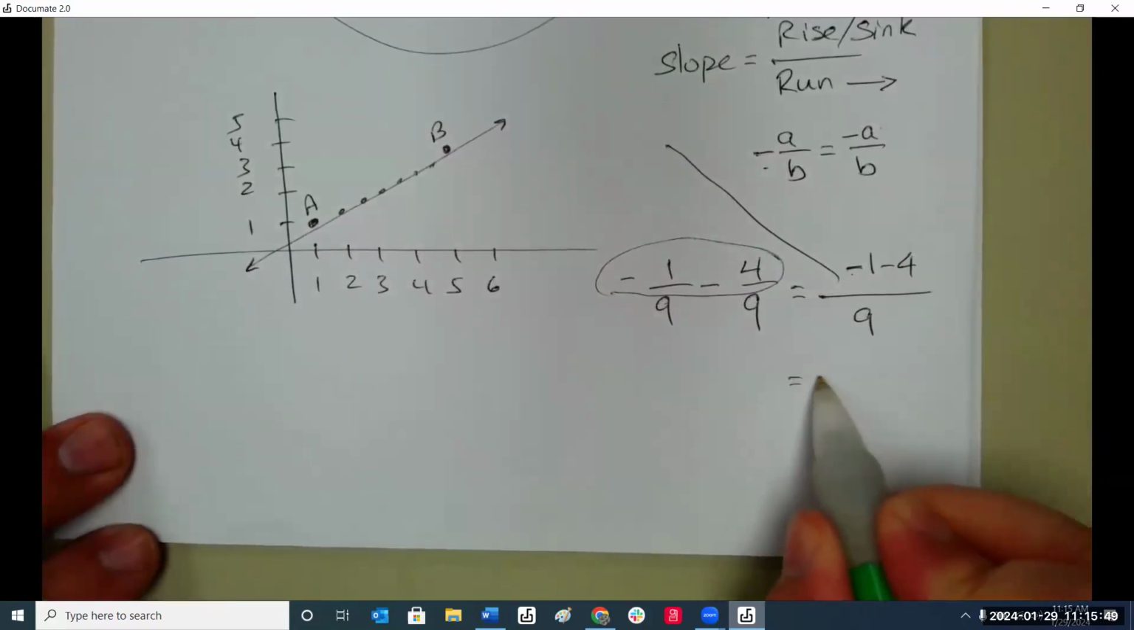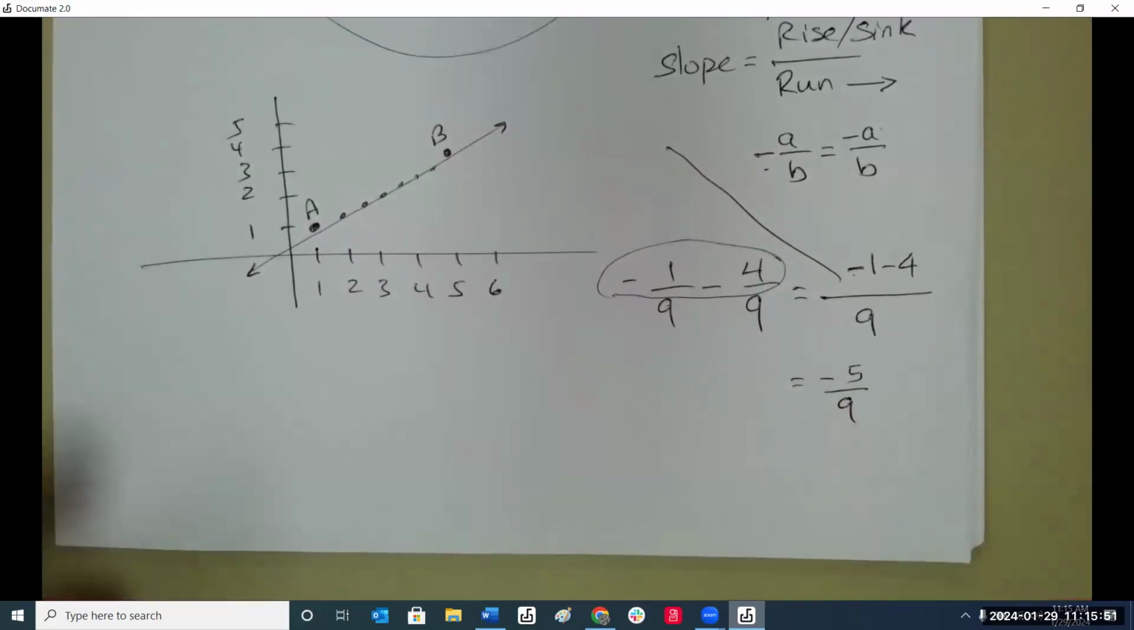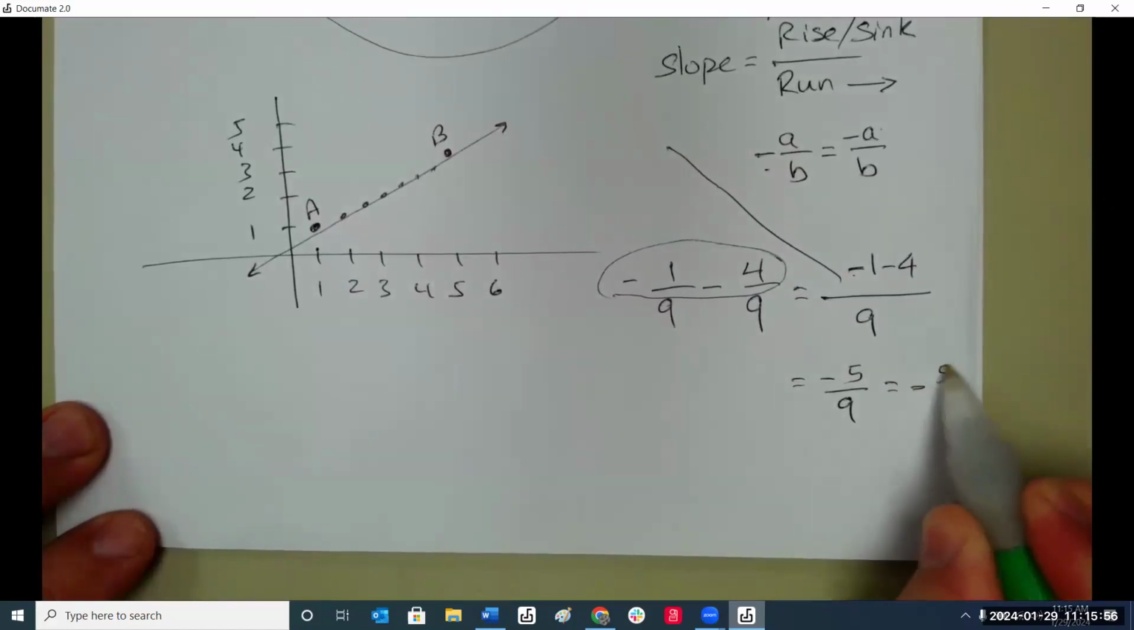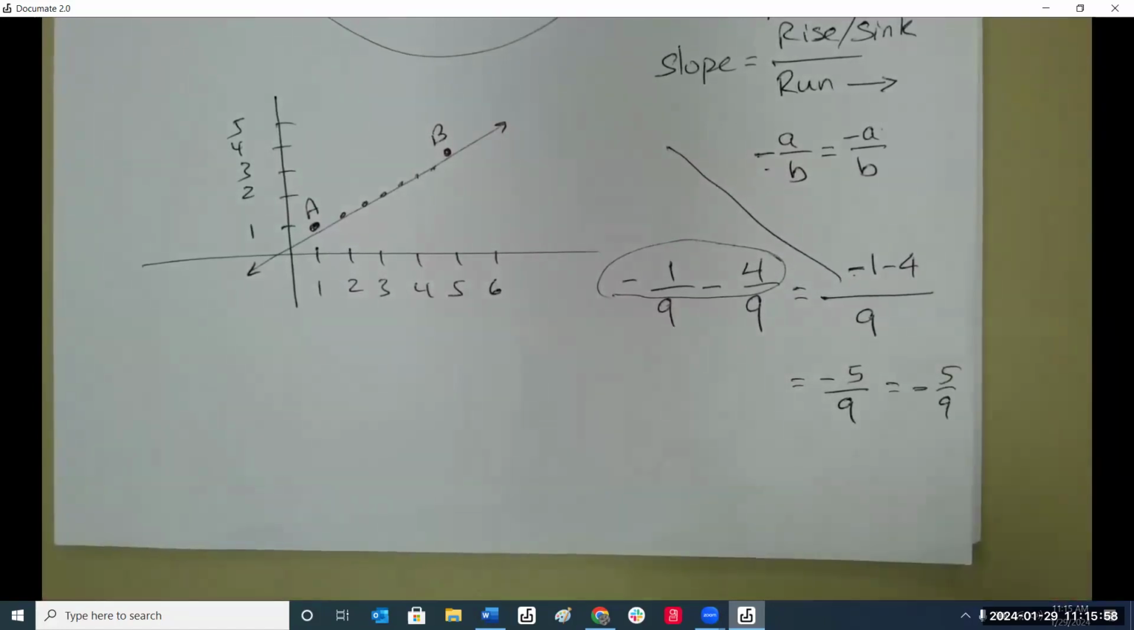-1, -4 is -5. Or if you want to, you can make the whole thing negative. But that's the reason why we never put negatives on top, because there is no operation. It says to make it so.